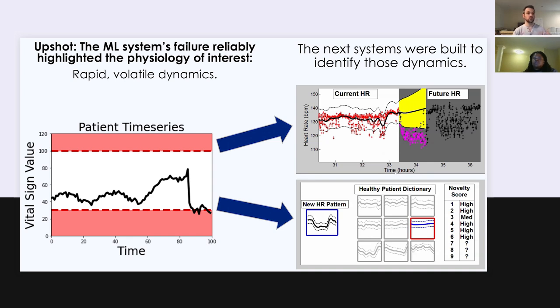So just very quickly, the upshot to this, though, was that by having invested so much work in the actual machine learning system, we now had a machine learning system that reliably highlighted physiology of interest. It was the rapid volatile dynamics. So while it couldn't forecast these deteriorations like we wanted, we were very good at generating extra information that clinicians did want brought to their attention. Rapid drops like these, where the patient's heart rate drops rapidly, are very good precursor signs to some of the further deteriorating physiology.